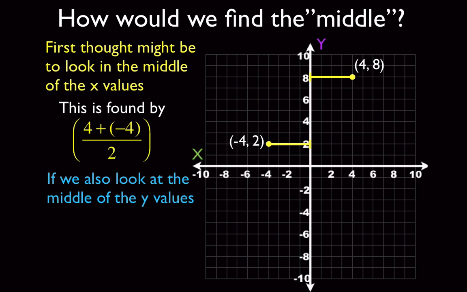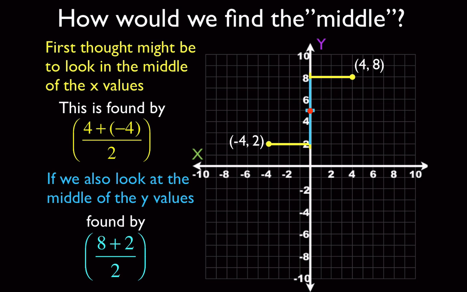Now let's look at the middle of the y values, which is basically saying, okay, we're going to look right in the middle of the two y's. When you do that, you can see we do hit a point, and that point looks to be pretty much right in the center. This one as well is found by taking 8 plus 2, which is 10, divided by 2, which is 5. And if you notice, they met right at 5.